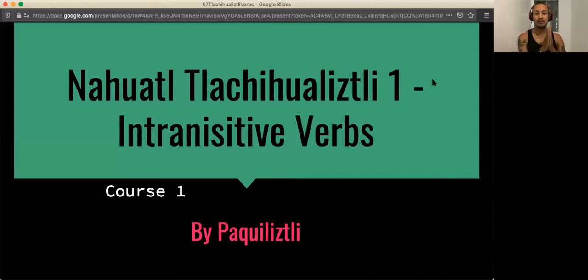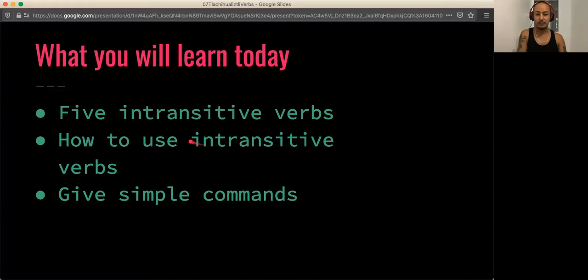Hi everyone. Today we're going to learn about verbs, specifically intransitive verbs. Don't necessarily worry about what intransitive means yet, because it doesn't matter too much for this class. But next class, the difference between transitive and intransitive verbs is going to matter. This class, just know that we're basically just learning verbs. You're going to learn 5 intransitive verbs, just 5, and you're going to learn how to use those verbs. And in the last half of the class, we're going to learn how to give simple commands with those 5 verbs that you learned today.